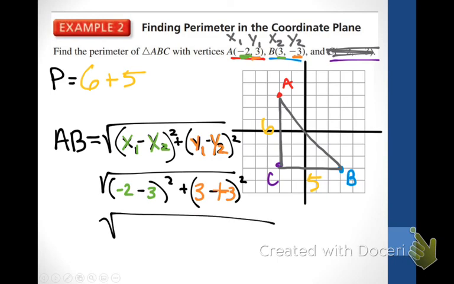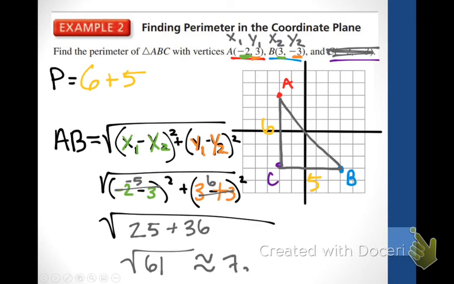We'll try to speed up a little bit. What's -2 minus 3? -5 squared is 25. 3 plus 3 is 6. Squared is 36. So under the square root, 25 plus 36 is 61. And then the square root of 61 rounded to the tenth is 7.8. So this is not the final answer. What did we just find? Yeah, the length of AB, that diagonal line. So we know this one is 7.8 in length.